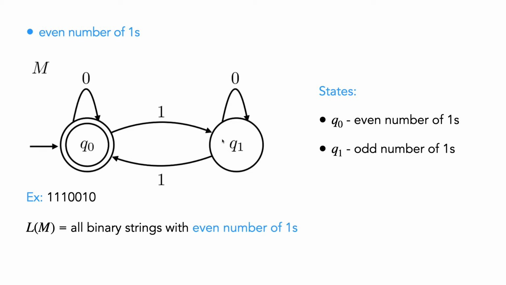And then for the other part of the problem, which is an odd number of zeros, I claim that this is basically almost exactly the same DFA. All you need to do is switch the ones with zeros and then switch the accepting state from Q0 to Q1, because you want to accept odd things instead of even things. And then the structure is basically exactly the same.